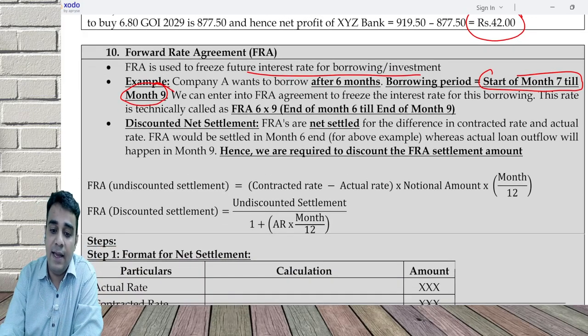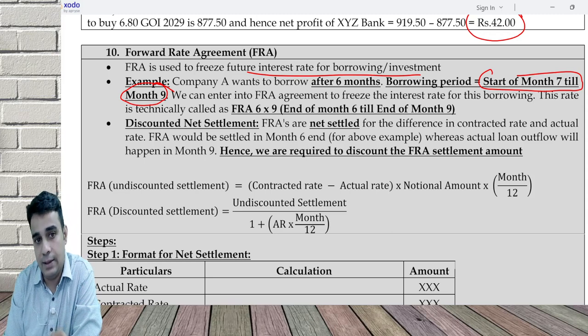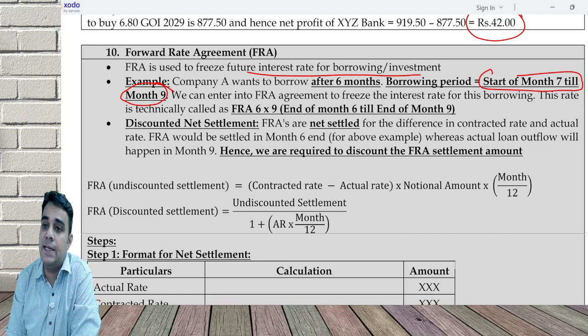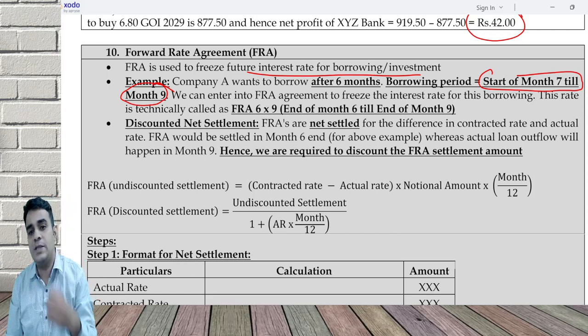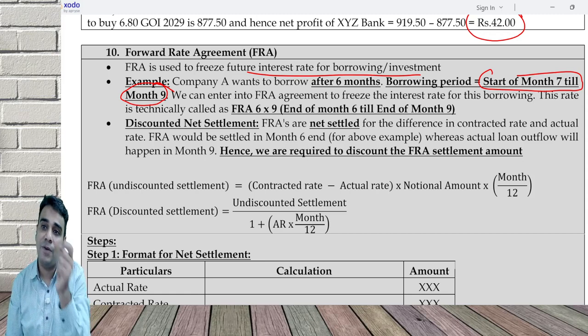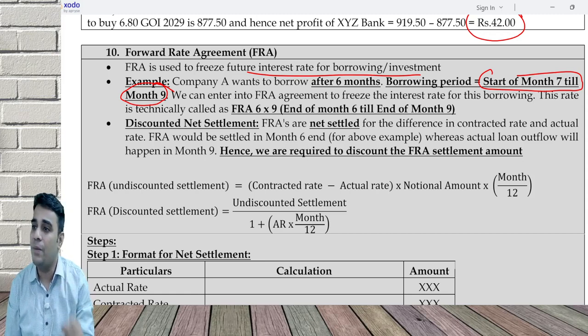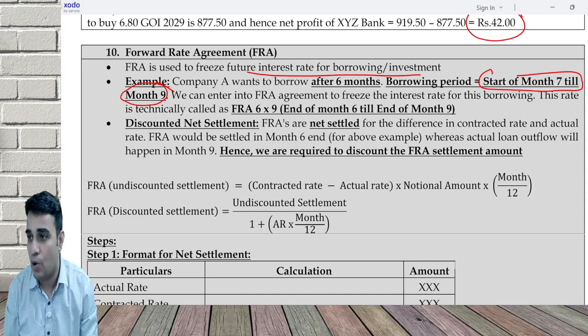Now, the only thing is FRA is also net settled. Unfortunately, that is what happens here. Our futures, our forward contract is not net settled. Forward contract has physical delivery. Why FRA is net settled is, I wanted to borrow from State Bank of India. I asked them to give me an FRA agreement. They are not ready to give. So I take an FRA agreement from ICICI Bank, but borrow loan from SBI. It can be any combination. So interest rate FRA is also net settled.